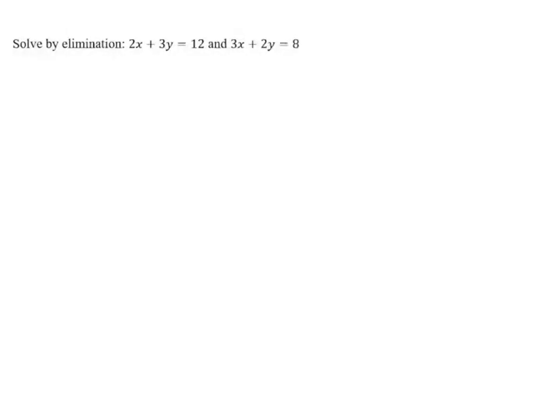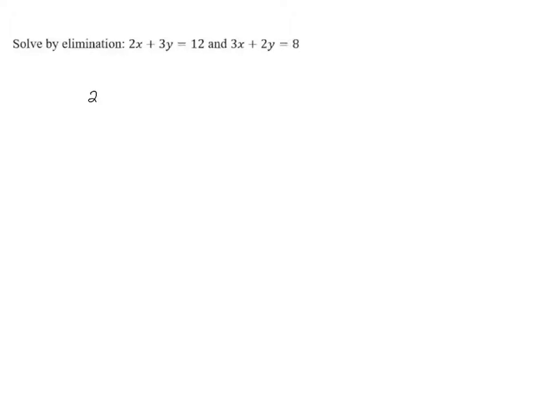Solve by elimination. 2x plus 3y equals 12, and 3x plus 2y equals 8. In this problem, both of the equations are already in standard form, with the x and y terms on the left and the constant term on the right. But if we try and line them up, nothing's going to cancel.